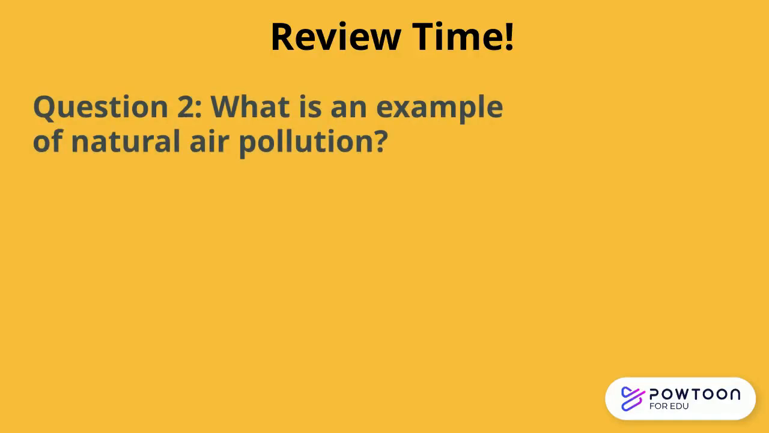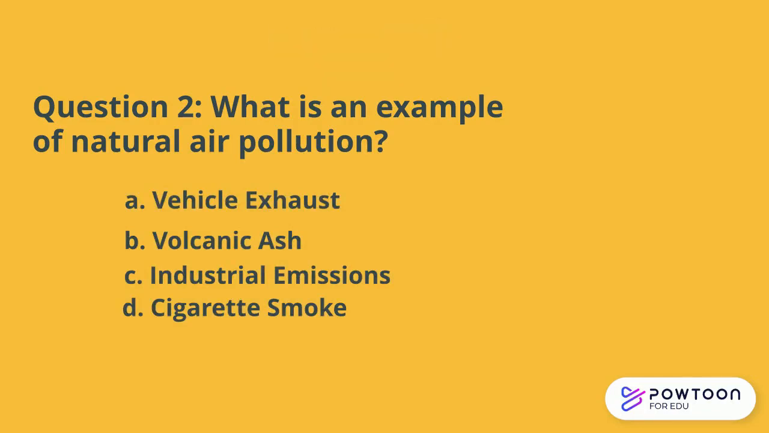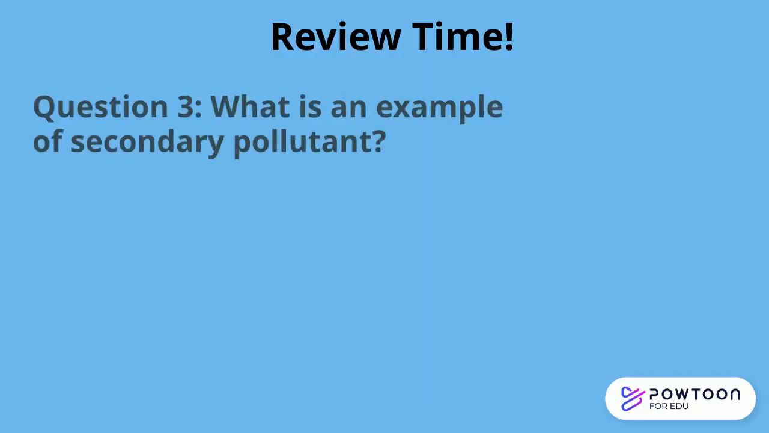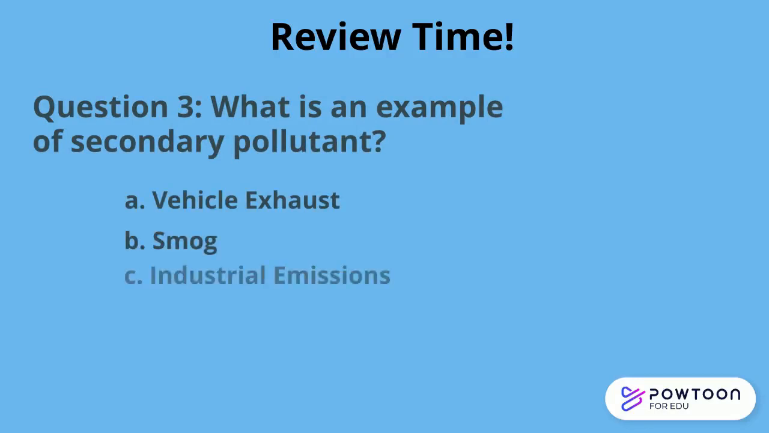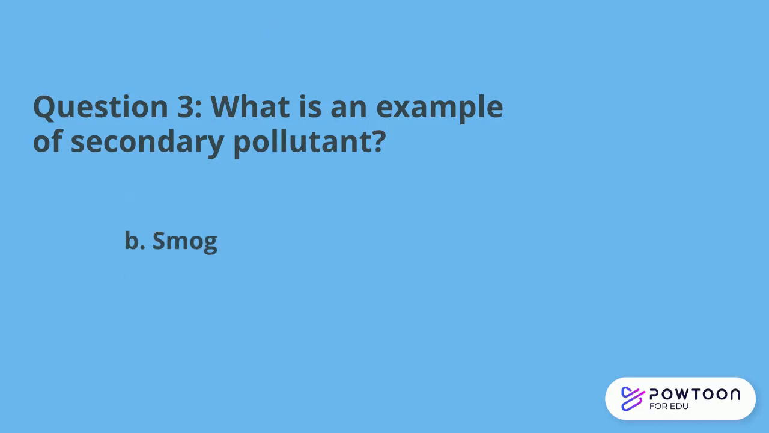Question 2. What is an example of natural air pollution? A. Vehicle exhaust, B. Volcanic ash, C. Industrial emissions, or D. Cigarette smoke. The answer is B. Volcanic ash. Question 3. What is an example of secondary pollutant? A. Vehicle exhaust, B. Smog, C. Industrial emissions, or D. Cigarette smoke. The answer is B. Smog.